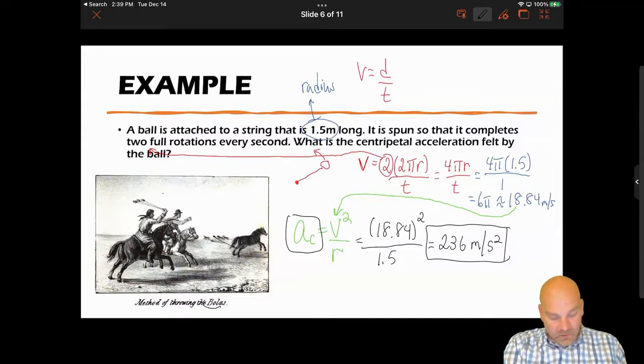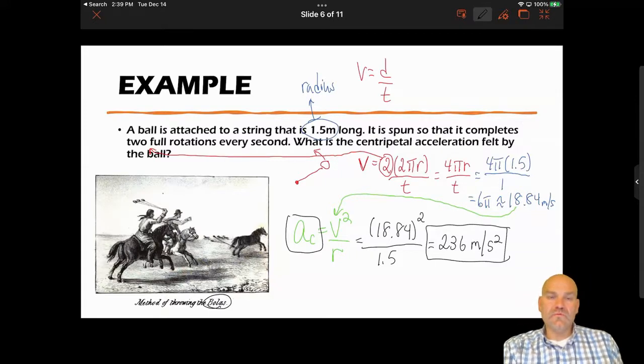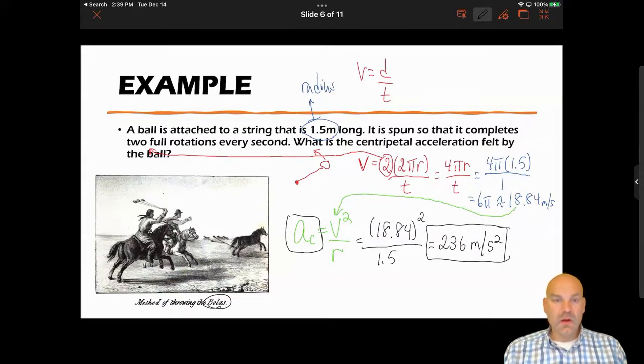Okay, they call these bolos or bolas. And so this is a very advanced, very skilled weapon to use in hunting and in war.